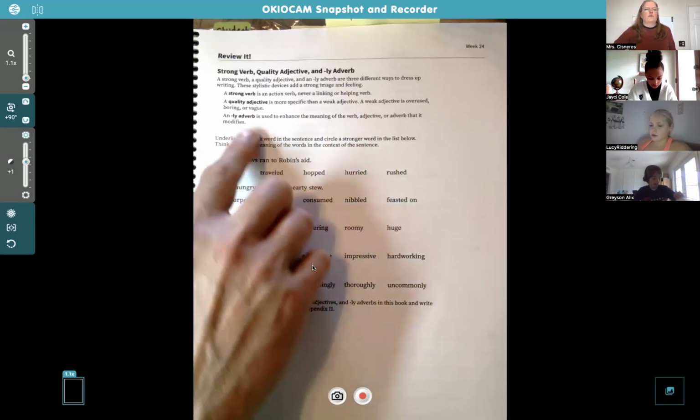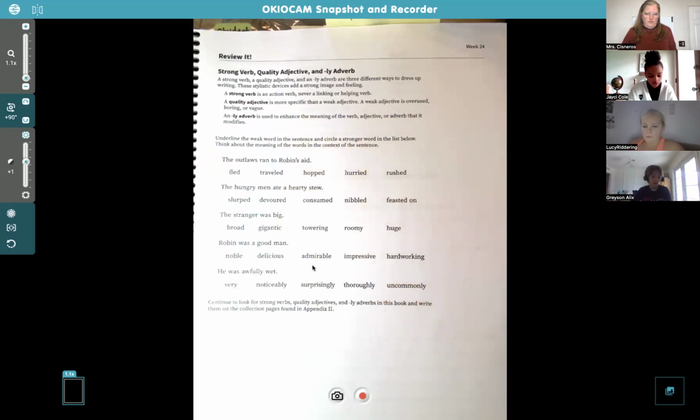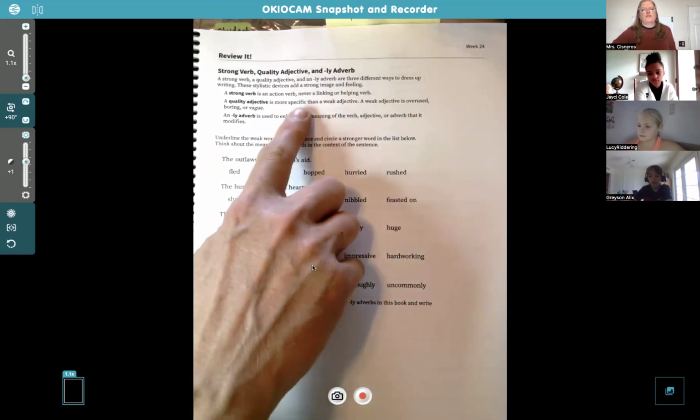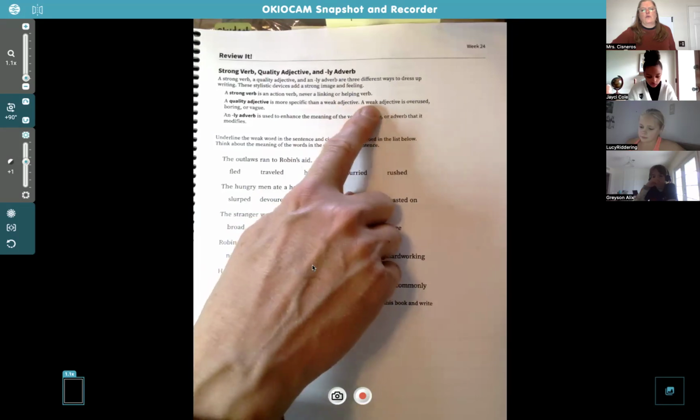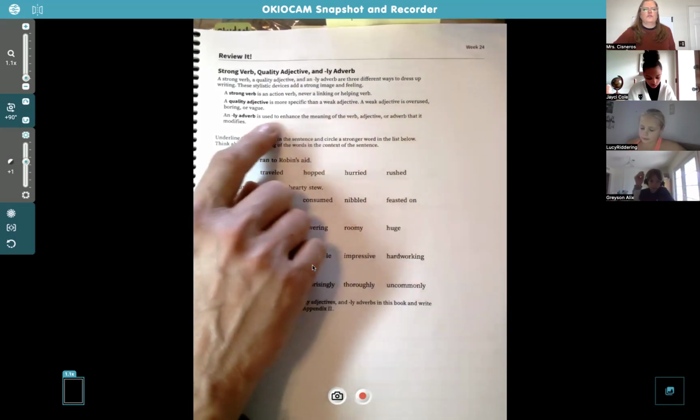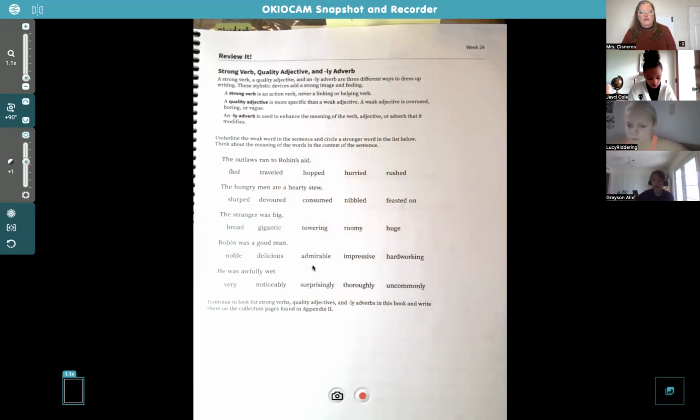So a strong verb, up here at the top, is an action verb. It's never a linking or helping verb. Remember, linking and helping verbs are is, was, be, being, been, had, have, those types of words. Those aren't considered strong verbs. So an action would be a strong verb. A quality adjective is more specific than a weak adjective. A weak adjective is overused, boring, or vague.